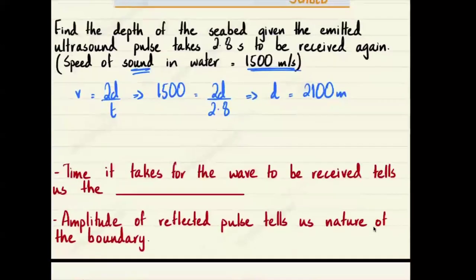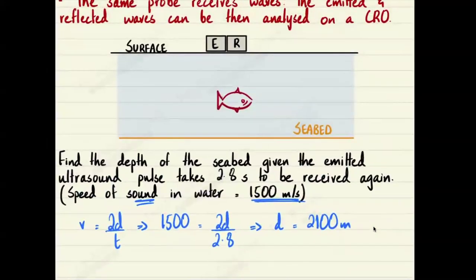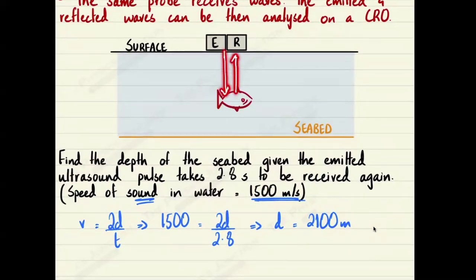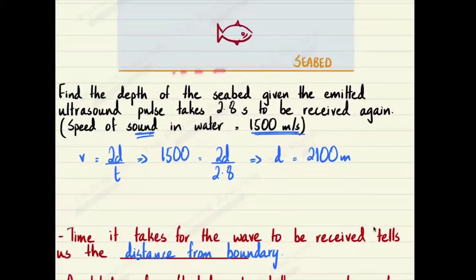So the time it takes for the wave to be received tells us the distance from the boundary, because naturally the further away the seabed would be in the example above, the greater the time would also be for us to get the sent wave back again. Also, for example, in this case, maybe the seabed reflects a lot. If you have a fish here, maybe the fish absorbs a lot and reflects very little back. So if it reflects very little back, this means that some energy has been absorbed, so by the energy being less, the amplitude of the reflected pulse would also be less. So this basically tells us the nature of the boundary. What is this boundary made of, right? In one case, it's made of the seabed. In the other case, it's just made of fish skin, so fish flesh, right?